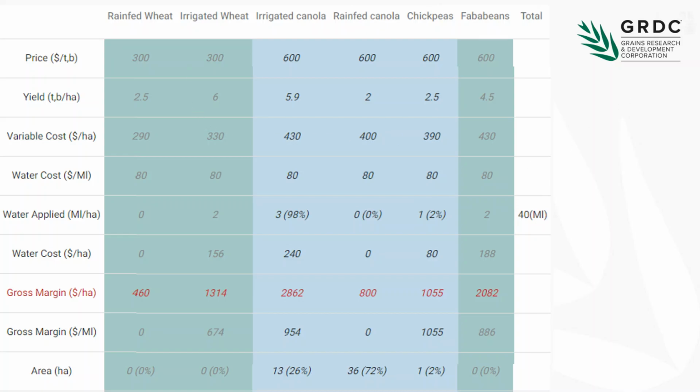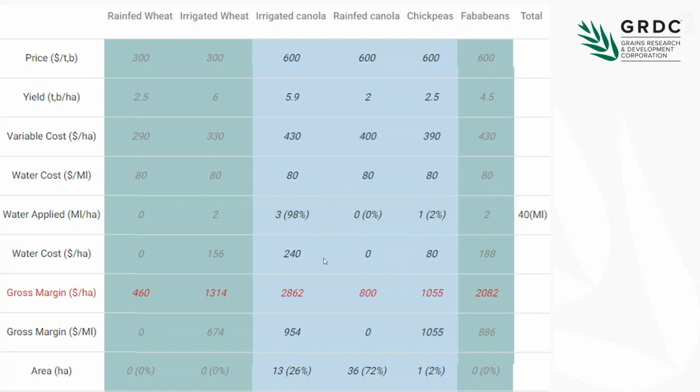If we look in the rows here, we have rain-fed wheat, irrigated canola, rain-fed canola, chickpeas and faba beans. We have all the variables of interest. Some of these variables are inputs, so prices for grain, for example, I put those in. Yields associated with the given water use, I put those into the Optimiser. So we can see that we've run the Optimiser and the blue columns are the ones that the Optimiser recommends that are the most profitable.